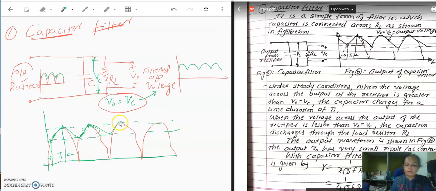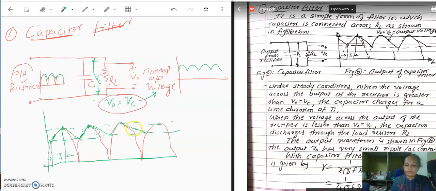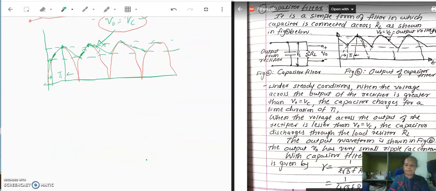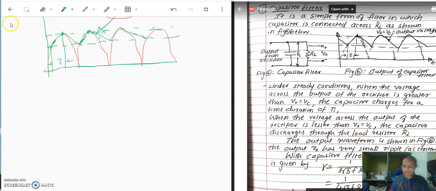The green portion is the output of the filter. With the capacitor filter, the ripples are very much reduced, and this is measured by the parameter ripple factor, denoted by gamma. It is given by the formula ripple factor is equal to 1 by 2√3 f R C.